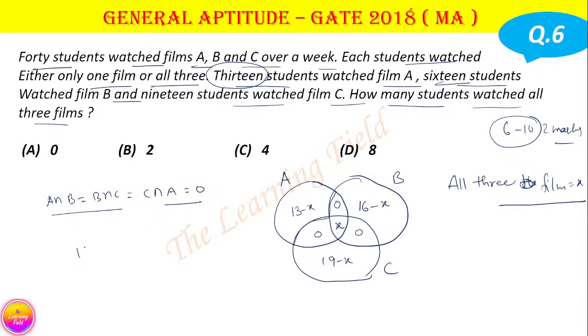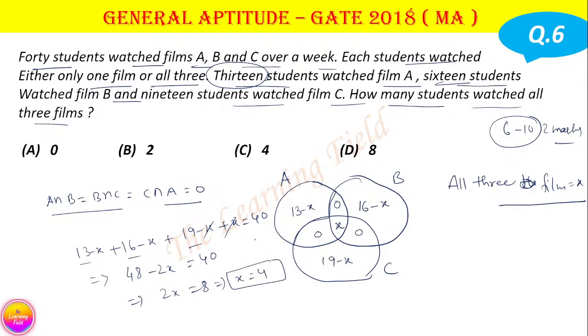Therefore (13 minus x) plus (16 minus x) plus (19 minus x) plus x is equal to 40. Okay, so the x's combine, and this is 16 plus 13 plus 19, which is 48. So 48 minus 2x is equal to 40. This implies 2x equals 8, which gives simply x equal to 4. Therefore the correct answer is option C, 4.